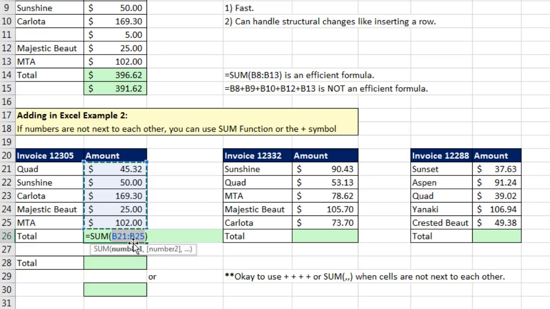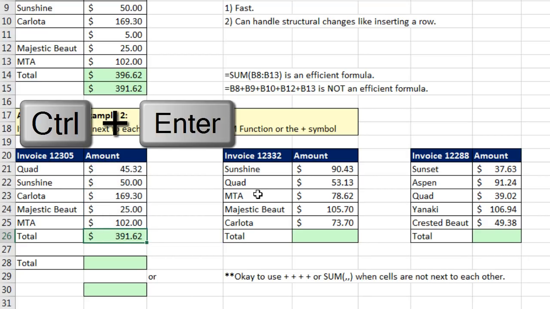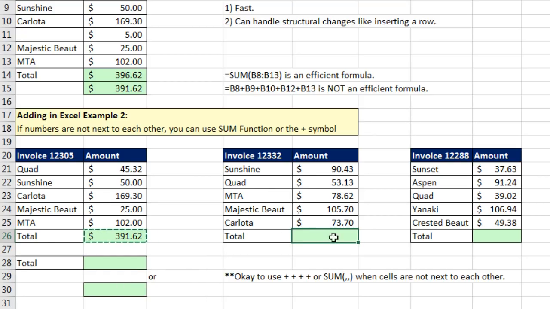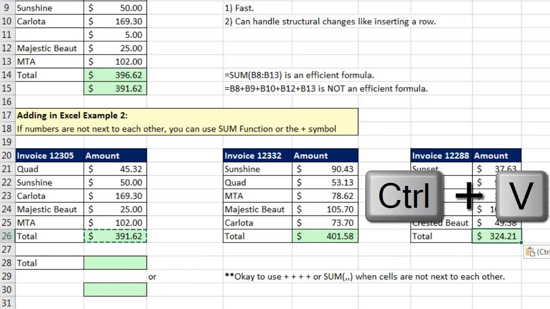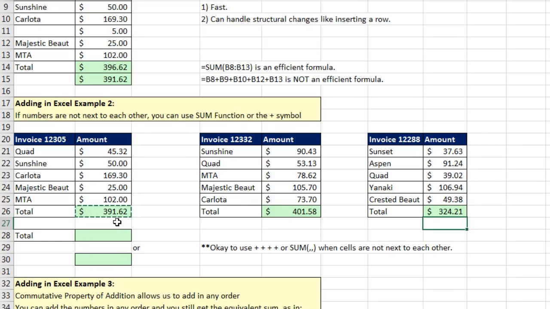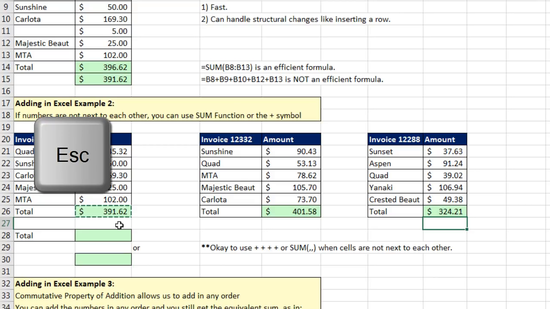That's a range that's always going to look 1, 2, 3, 4, 5 above. So Control Enter, and I'm going to Control C to copy. Click Control V. Click Control V. F2 if you want to verify that it's still looking at 1, 2, 3, 4, 5 cells above. Now, here's our situation. By the way, you can turn off the dancing ants with the Escape key.